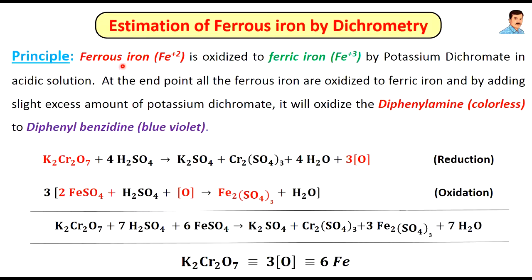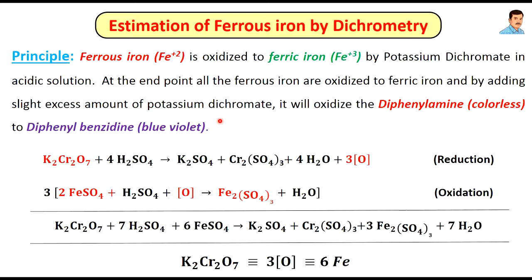When all the ferrous iron is oxidized into ferric iron by potassium dichromate, then there is no more ferrous iron in the sample solution, and the potassium dichromate will start oxidizing the indicator, that is diphenylamine indicator. Diphenylamine indicator is colorless generally. When it is oxidized, it is converted into diphenyl benzidine, which is blue violet in color. So in this experiment, we will be observing the color change, that is blue violet.